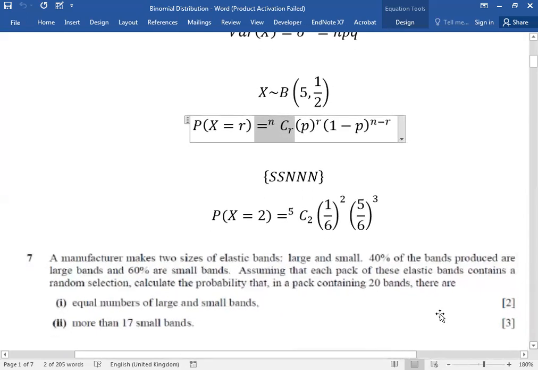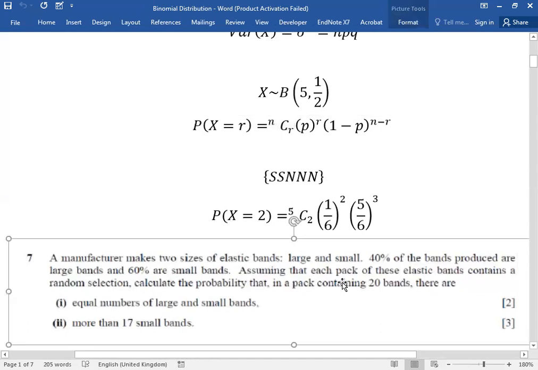Read this question first. A manufacturer makes two sizes of elastic bands, large and small. 40% of the bands produced are large and 60% are small. Assuming that each pack of these elastic bands contain a random selection, calculate the probability that in a pack containing 20 bands, there are equal number of large and small bands. Can you model this through binomial distribution?